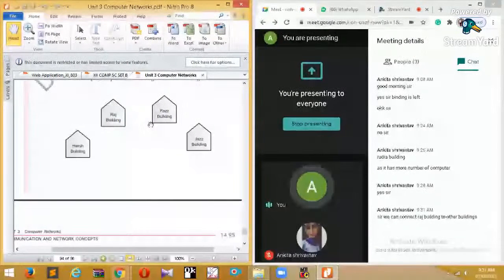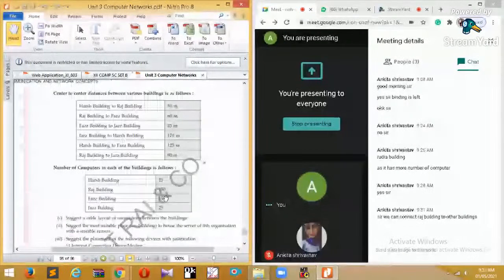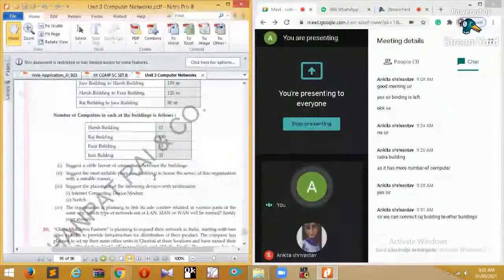Yeah, very good. Here we have to focus on the Raj building because it has the server. Either we can draw a layout from the Raj building to the other buildings, or we can place the Raj building in between, like Hers to Raj, Raj to Faz, Faz to Zaz, either this way, or from Raj to the other buildings separately. Second question: suggest the most suitable place to house the server. This is a very common question. So obviously, write your answer: Raj building.